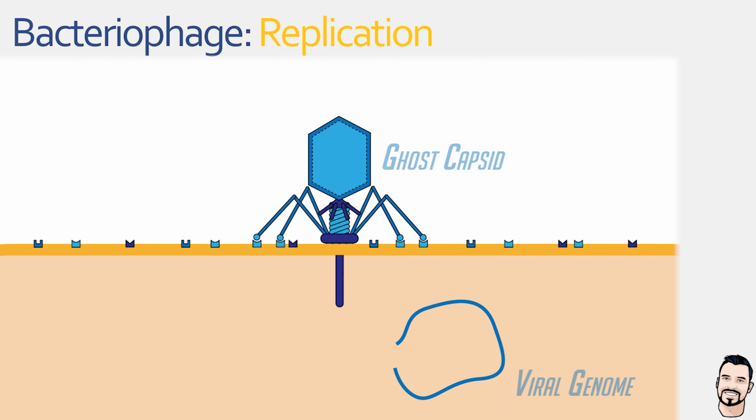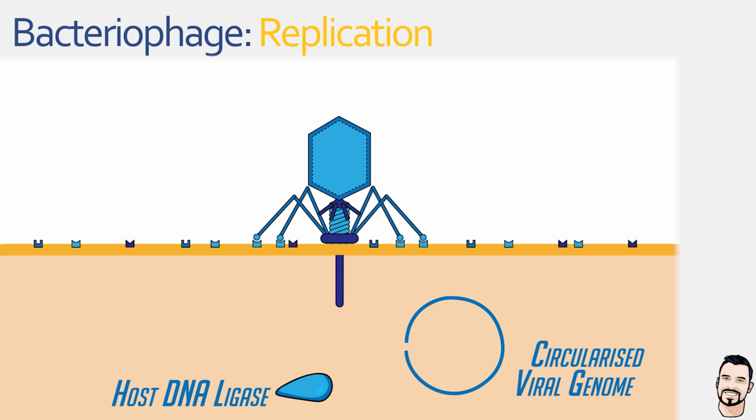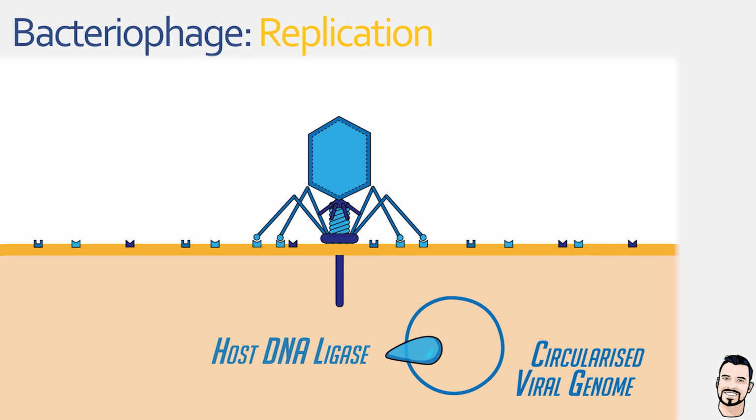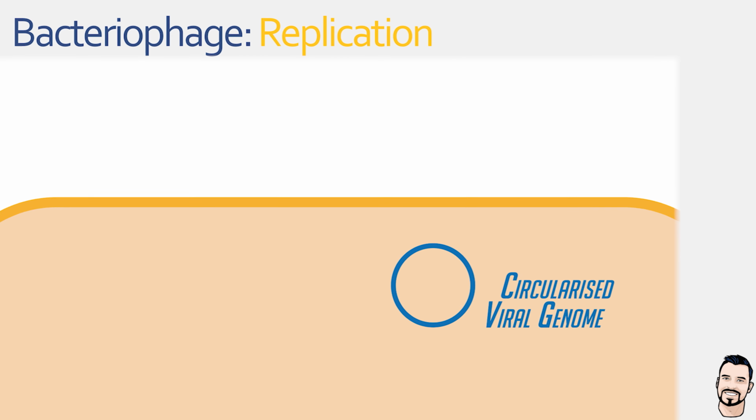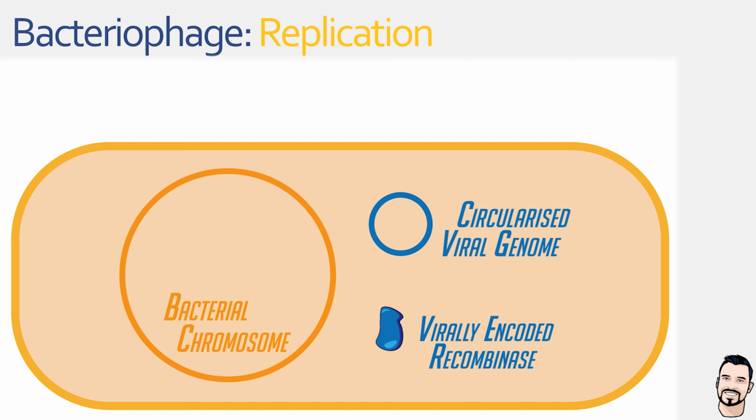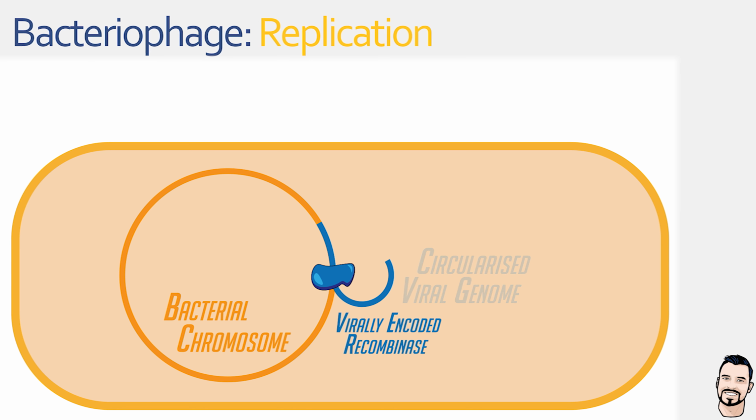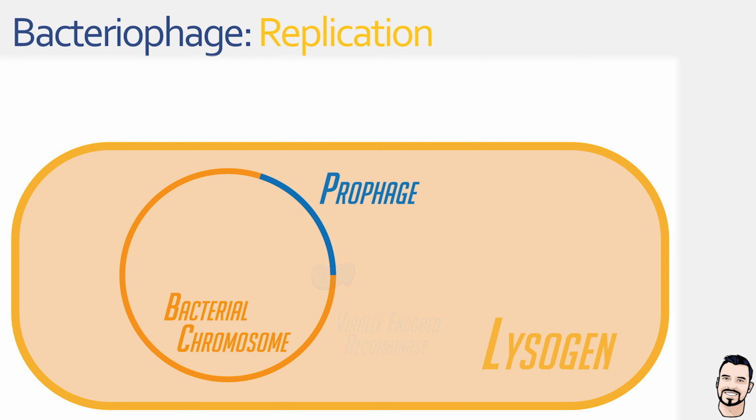Now, once the viral genome is within the bacterial cytoplasm, it circularizes in order to protect itself from host bacterial nucleases. To achieve a fully circularized genome, it uses host DNA ligase enzymes to reanneal the ends of its viral genome. Following the circularization of the phage genome, it then makes its way to a specific point of the host cell chromosome, where it integrates itself into the genome via site-specific recombination using virally encoded recombinase enzymes. Once the bacteriophage genome is fully integrated into the host chromosome, it is known as a prophage, and the bacterial cell itself is known as a lysogen.